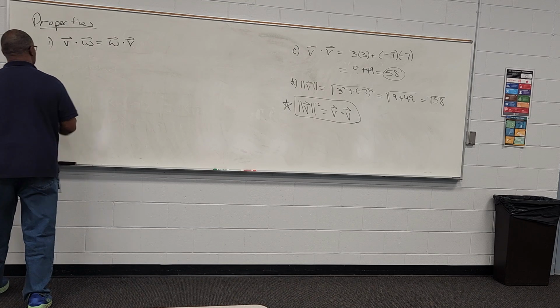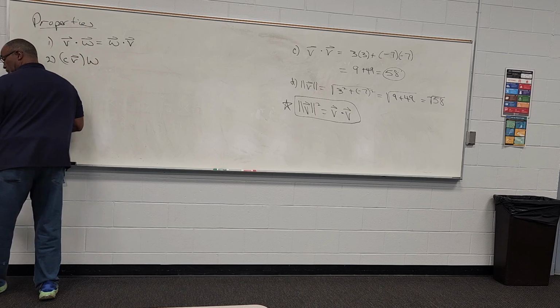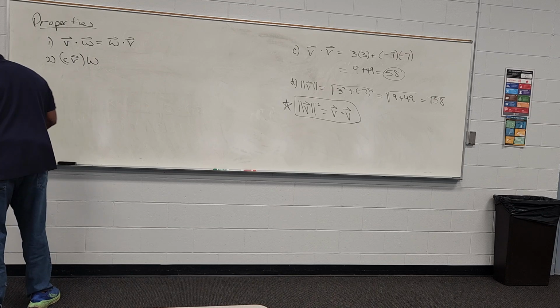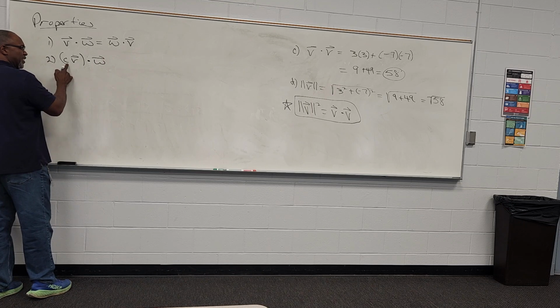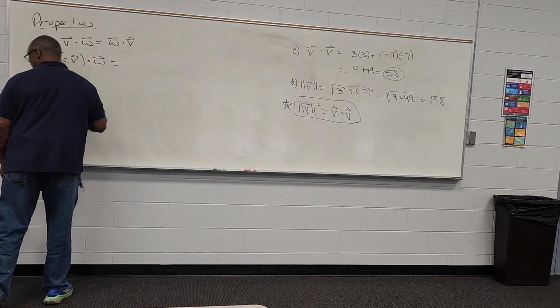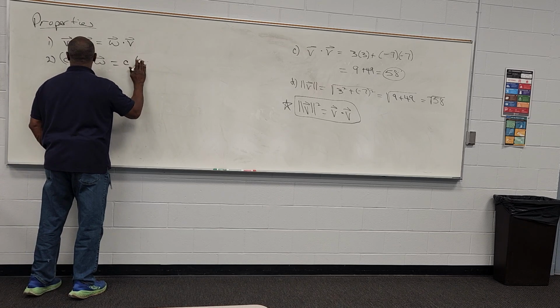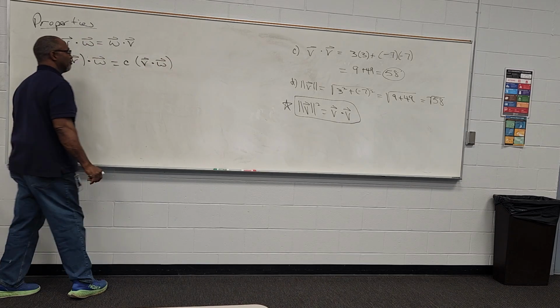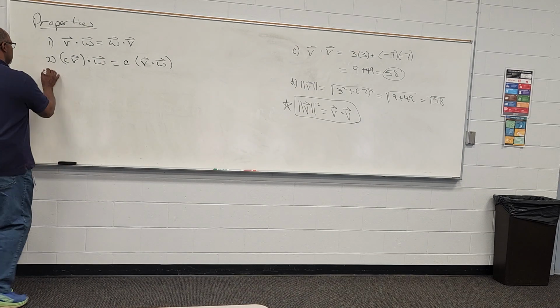Number two, cv dot w. So c is a scalar. C is some number. Maybe it's 2 or maybe it's a 5. So a number times a vector dotted with another vector, well, that's the same thing as c times the dot product of the two vectors. Again, u, v, and w are vectors. C is a scalar, just a regular number.